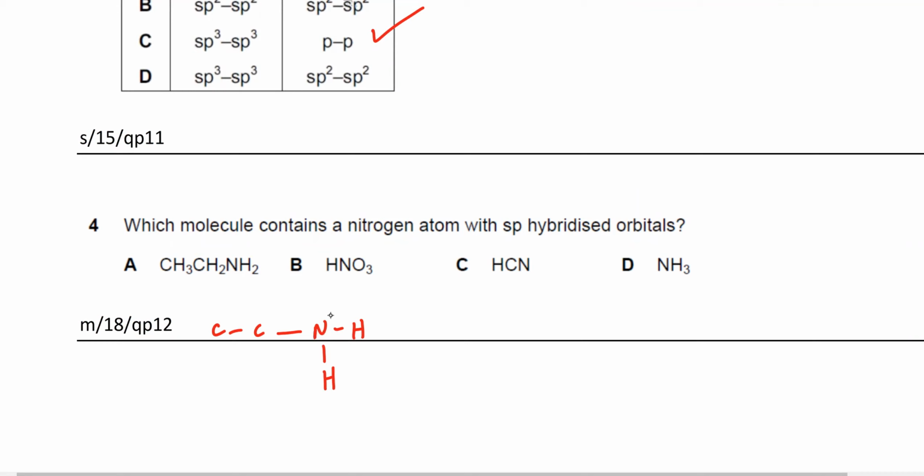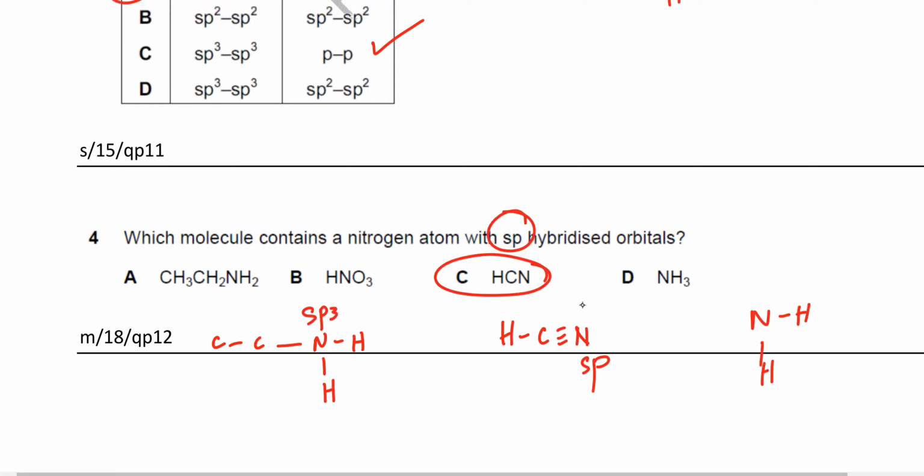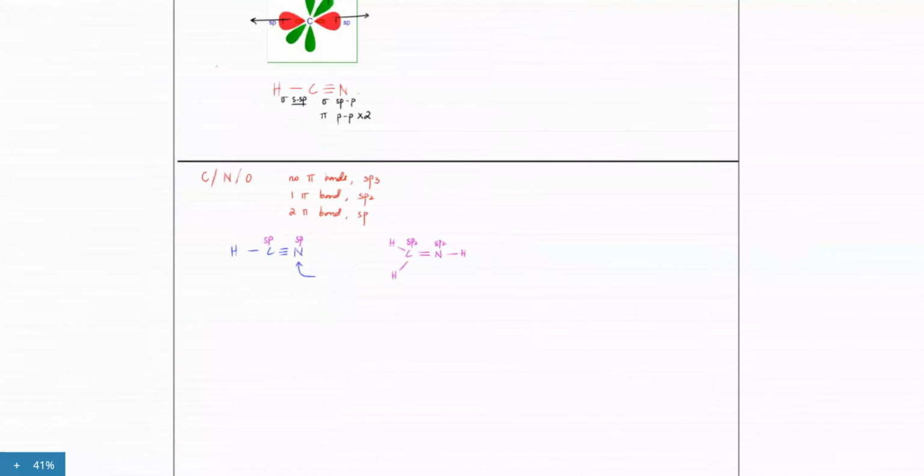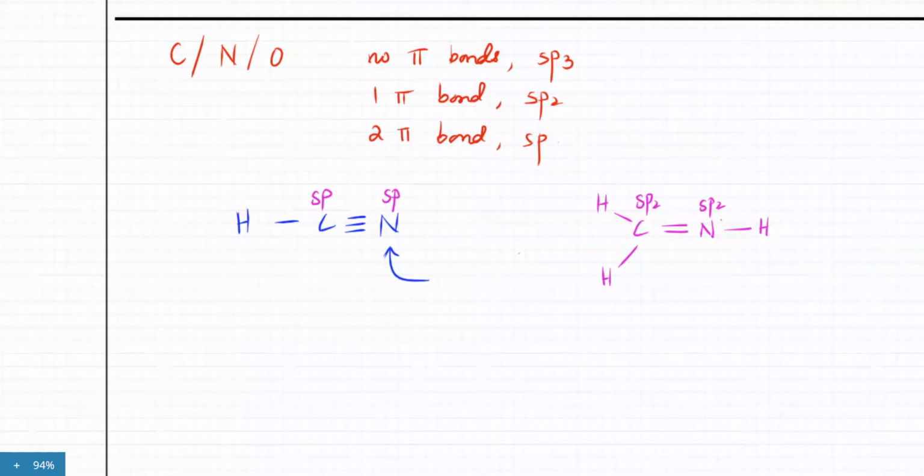Okay, what about HCN? Triple bond, 2 pi bonds. What hybridization? So sp. That's going to be sp. This is going to be sp3. I asked you which one is sp, so it's this one. What about NH3? What hybridization in NH3? sp3. No pi bonds, so that's sp3.